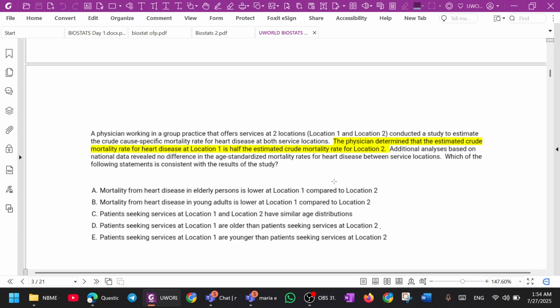Determine the estimated crude mortality rate. Crude mortality rate based on age. Location 1 is half the estimated crude mortality.